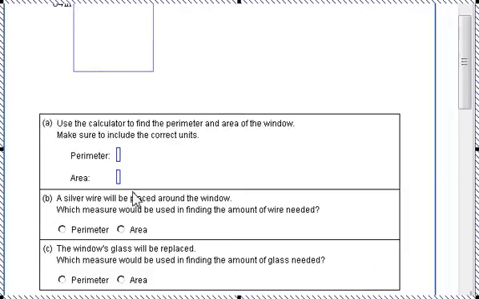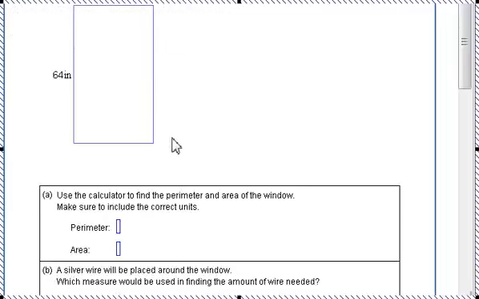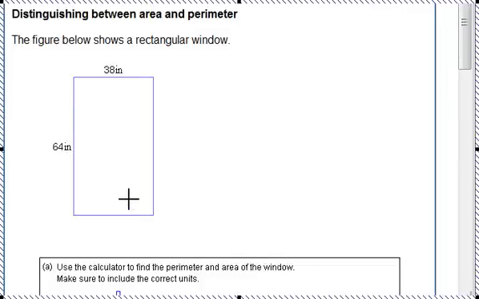A silver wire is placed around the window. Which measurement would you use in finding the amount of wire needed? You're going to wrap a silver wire all the way around this window. Which measurement would you use, the perimeter or the area? Perimeter. Now, a glass is placed inside of the window. Which measurement would you use, the area or the perimeter? Area. Exactly. Very good job, folks.